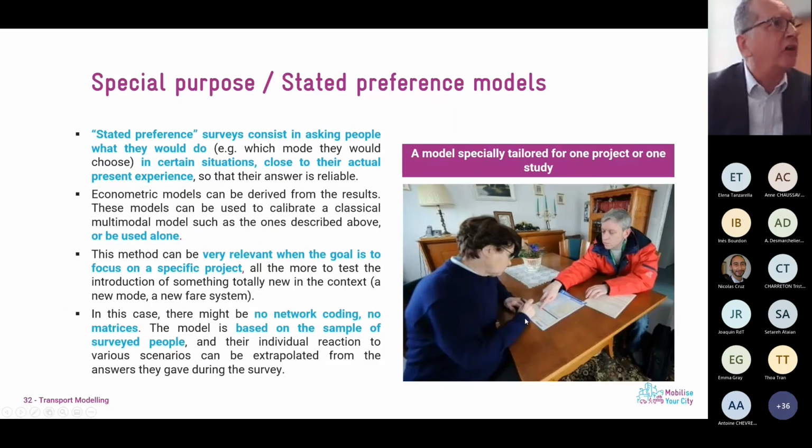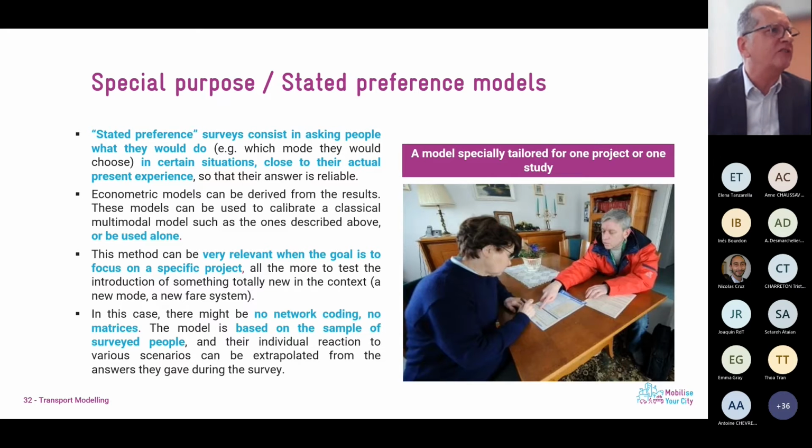Other approaches are related to what are called stated preference surveys or models, and I call that special purpose models. In the multimodal model, you try to represent more or less the full city and all the reality with a tool that is supposed to be able to test a number of scenarios. But you can also say, okay, I have one project, and I just need to focus on this question of the impact of this project.